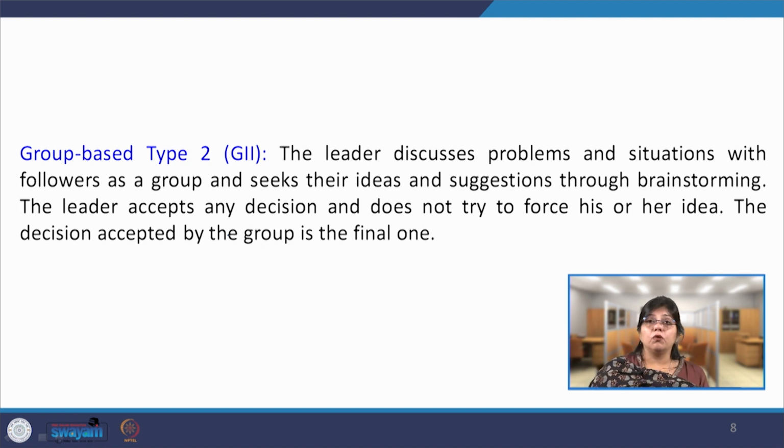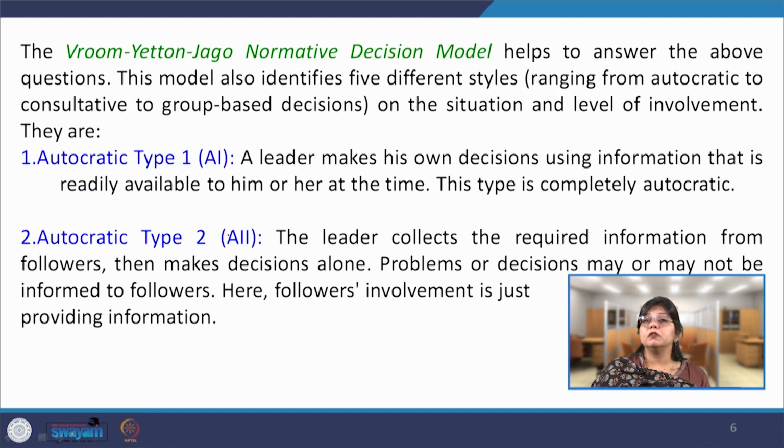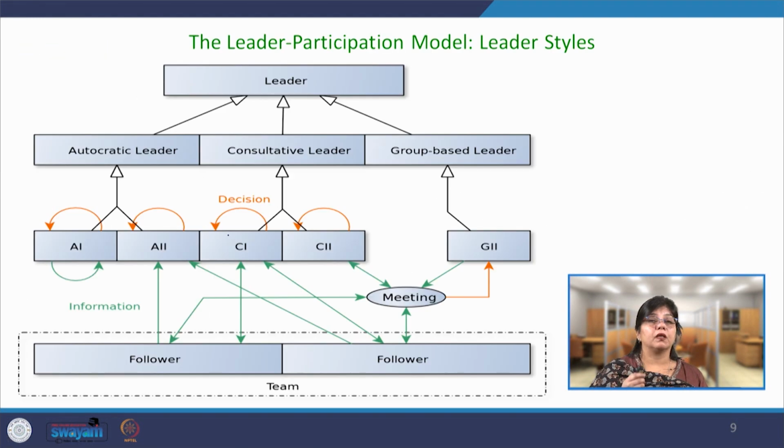So, in all there are 5 situations under which different kinds of leadership styles have been identified by Victor Vroom, Yetton and Jago, showing how these situations make the leader decide and define the amount of participation allowed to the subordinates in the decision making process. That is why this theory is known as the leader participation model, right.